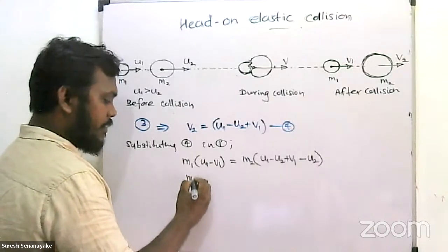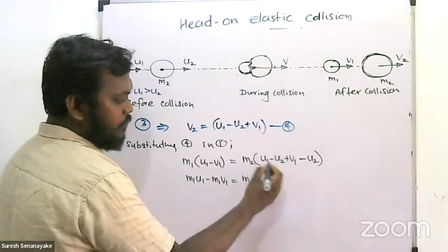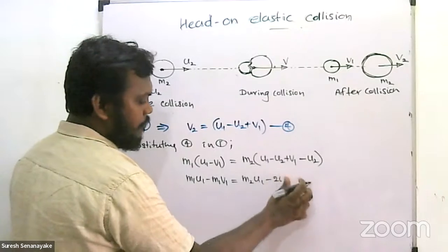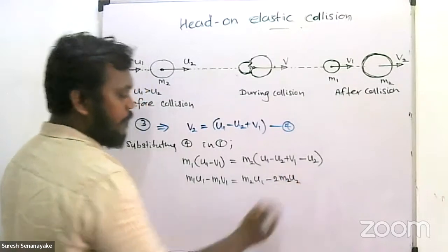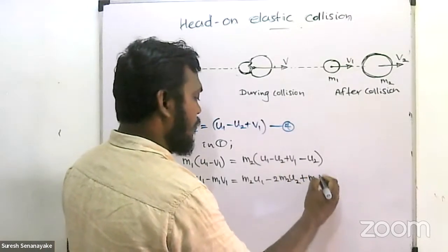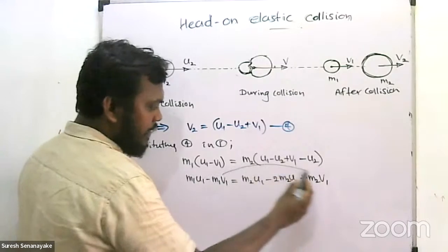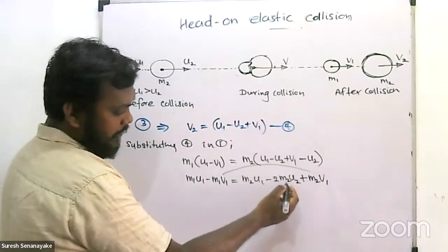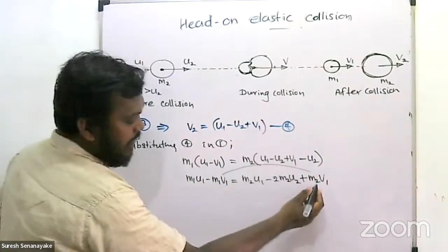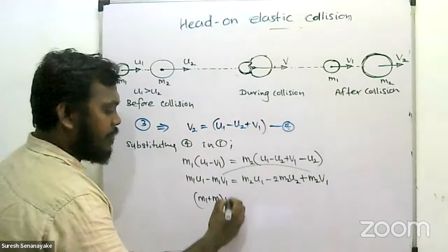Then this is M1 U1 minus M1 V1, this M2, this is U1, and then minus U2 minus U2, that is minus 2 U2, so M2 U2 to M2 U2, and this V1 also there, that's plus M2 V1. Okay, take this M1 V1 to this side, and send all the others to the other side. So if M1 V1 goes to this side and then V1 is taken out, you can write M1 plus M2 times V1.